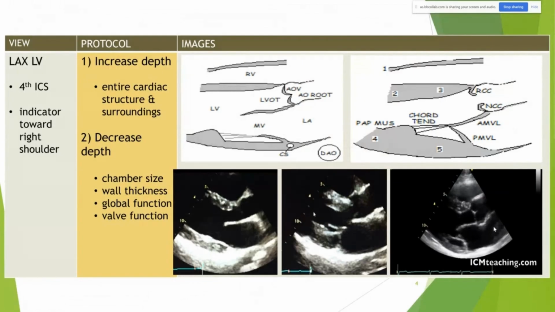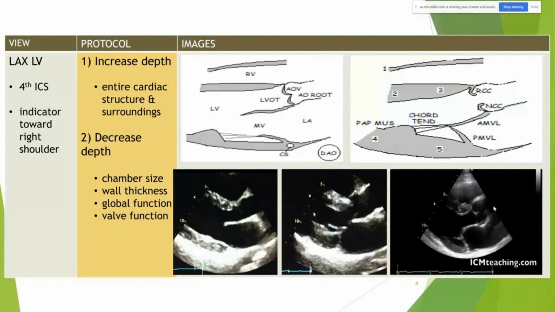And normally it starts at the fourth intercostal space, but for some people it's one rib space higher than that, and others it might be one lower than that. The indicator should be turned towards the person's right shoulder, and you want to increase the depth first. The reason why we're increasing the depth is to check to see if there's pericardial effusion, pleural effusion, or any type of extracardiac mass or situations that might affect the heart.